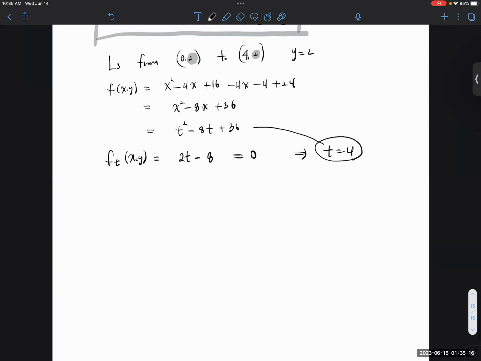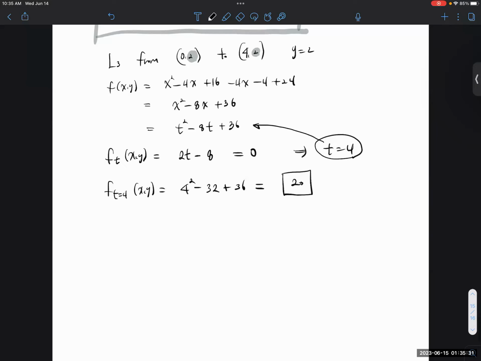Again, you're going to plug back into that equation. So when t equal to 4, this equation, 4 squared, 32 plus 36, it should be 20. So that's a 20, hold on there. So this is L3.